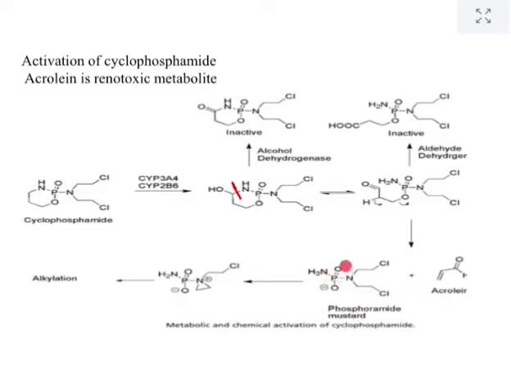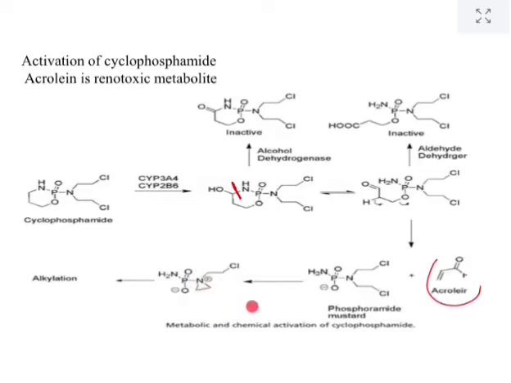Now this is the active moiety, and this is the toxic moiety. Acrolein is the toxic moiety. The phosphoramide, of course, is the active moiety, and of course also causes toxicity. From there, the same thing: this has a lone pair of electrons. It attacks that slightly electrophilic carbon and gives us the aziridinium ion. The aziridinium ion will be attacked by a DNA or a protein, but most probably a DNA, and of course that DNA will be alkylated.